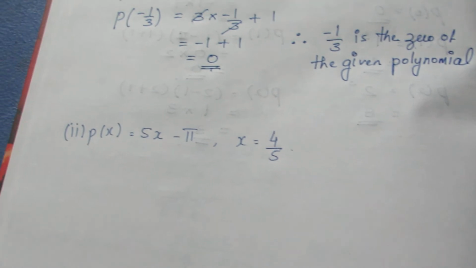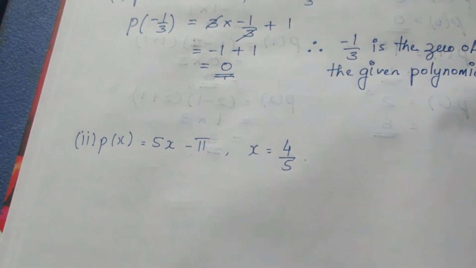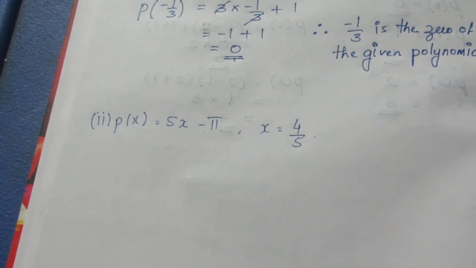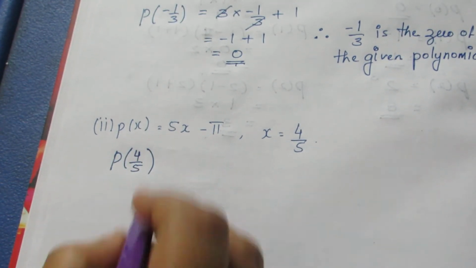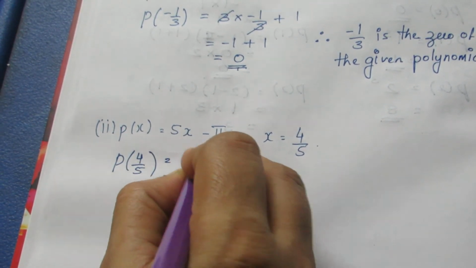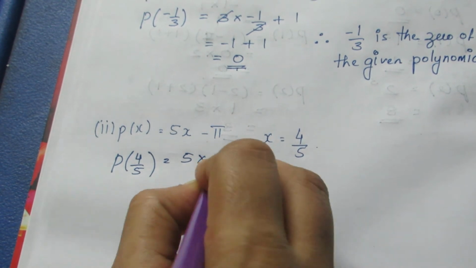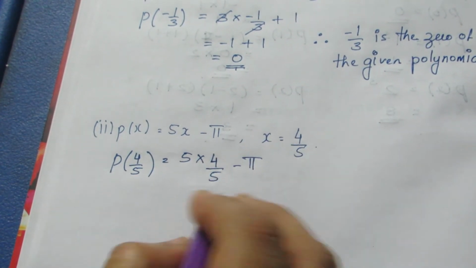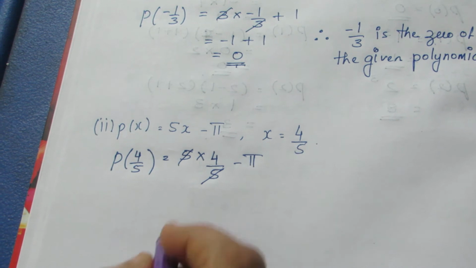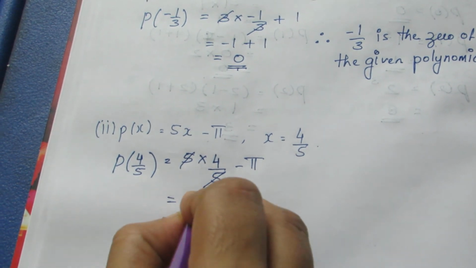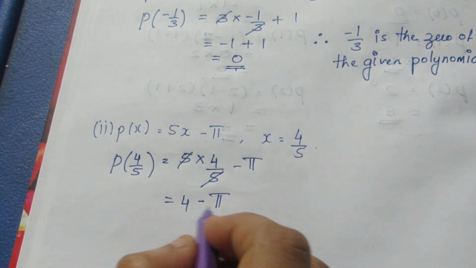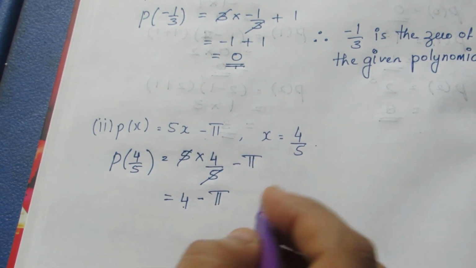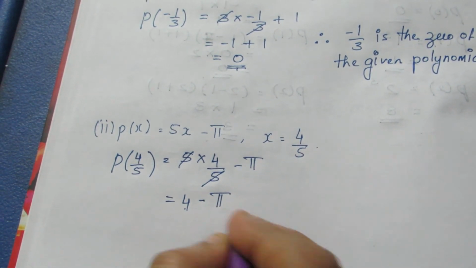In the second one, it's given that p of x is equal to 5x minus pi. Just substitute the value of 4 by 5 in the place of x. So I get 5 into 4 by 5 minus pi. Here 5 gets cancelled. Now I got the answer to be 4 minus pi. There is no cancellation between 4 and pi, so you can't do it further. We can leave it as it is.